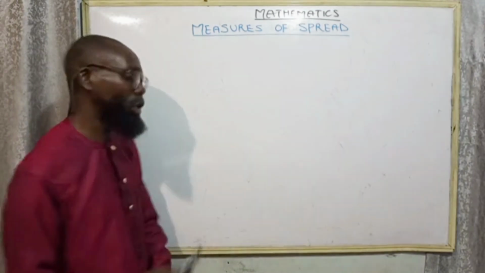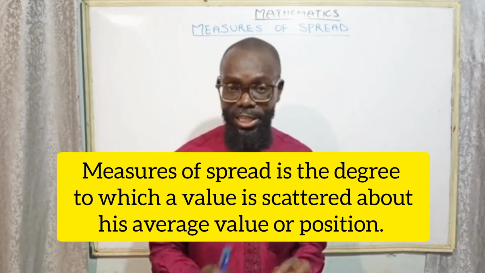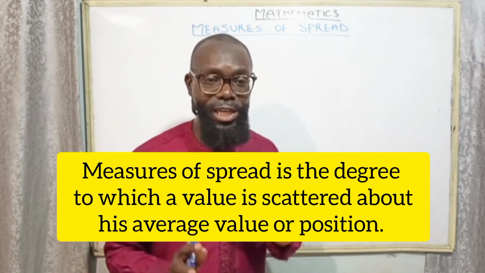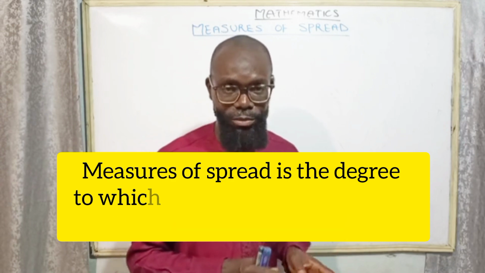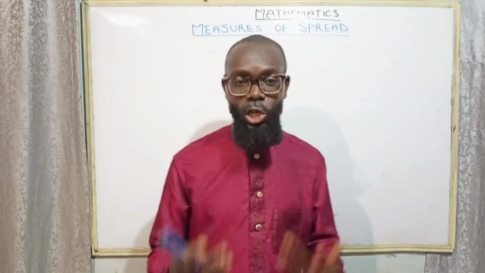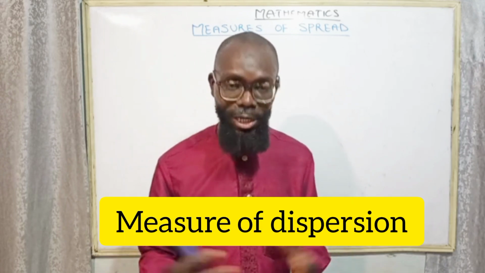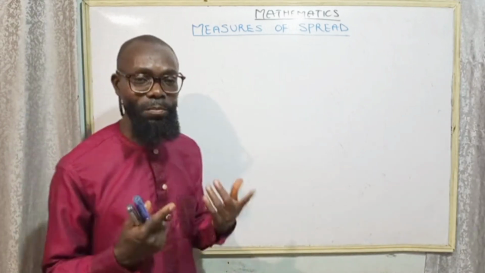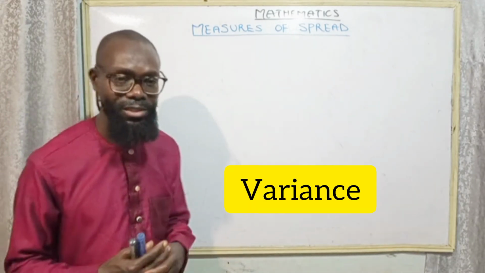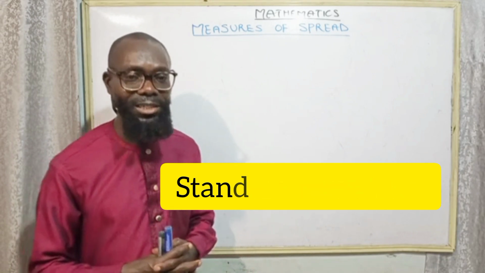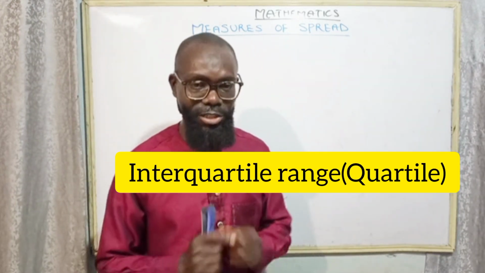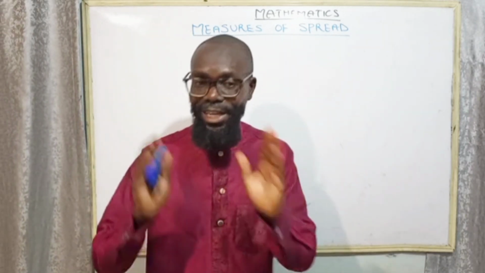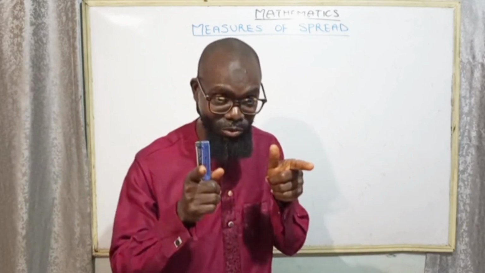Now, measures of spread. Measure of spread is the degree to which data is scattered about its average value, about its average position. So, the measure of spread is also called measure of dispersion. Examples of measures of spread are the range, the mean deviation, variance, the standard deviation, and the interquartile range. But in today's class, we are going to be looking at the range and the interquartile range. So let us move on.